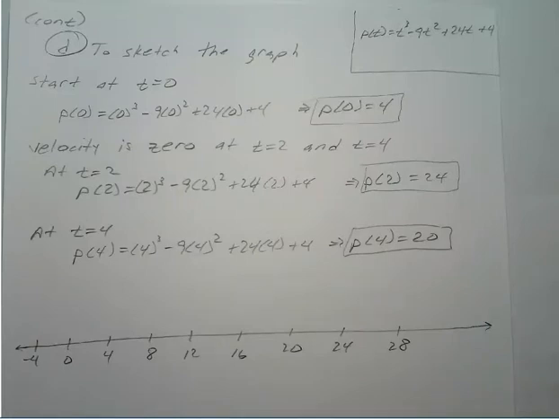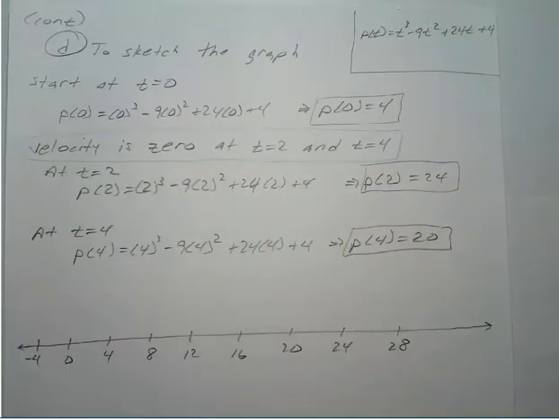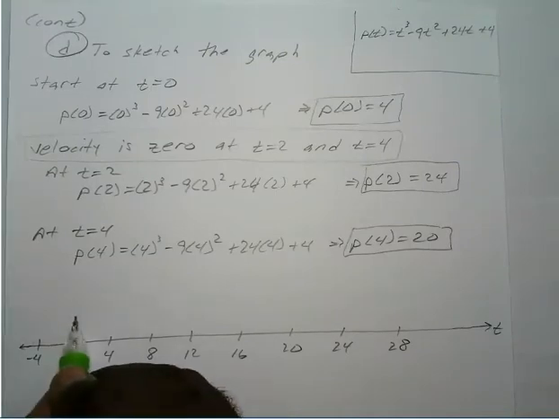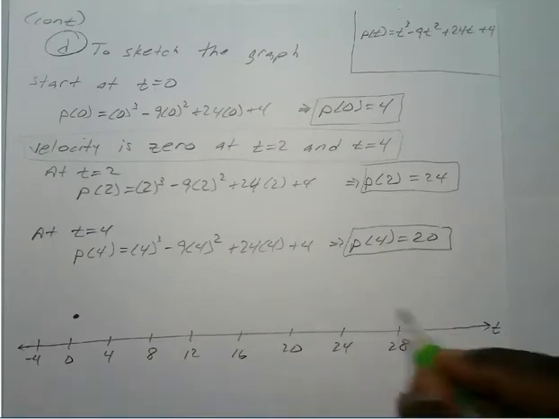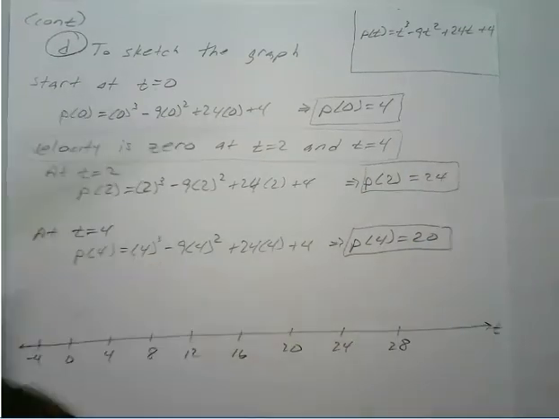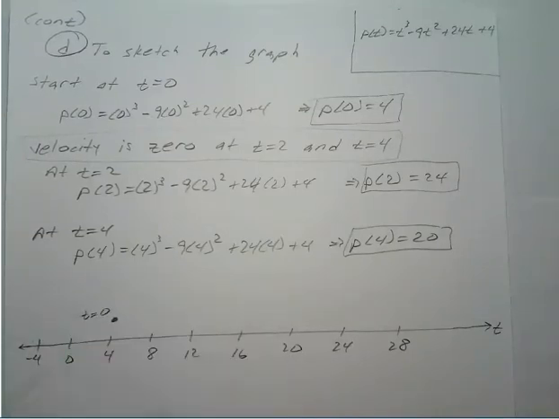Now we know all the points. Remember, our velocity is equal to 0, not time, at t equals 2 and t equals 4. These are all your values of t. At t equals 0, you're just starting, so we start there. Actually, I should have moved that over the 4. This is your t equals 0. Sorry about that.